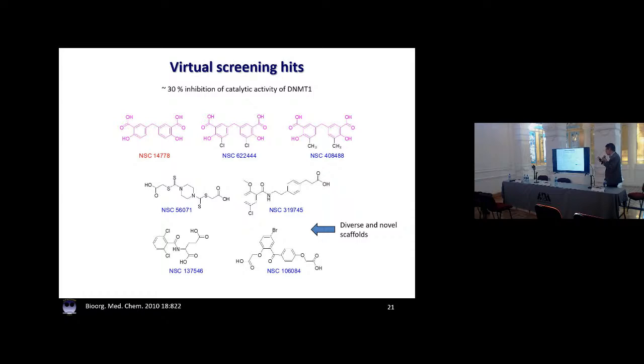The assays were performed at the time in collaboration with a group in Heidelberg in Germany, in the German Cancer Center, and half of the compounds showed experimentally around 30% inhibition of DNMT1. The percent of inhibition was not that surprising at the time, but at least the chemical scaffolds were different, so they were attractive starting points for step number four, the optimization.